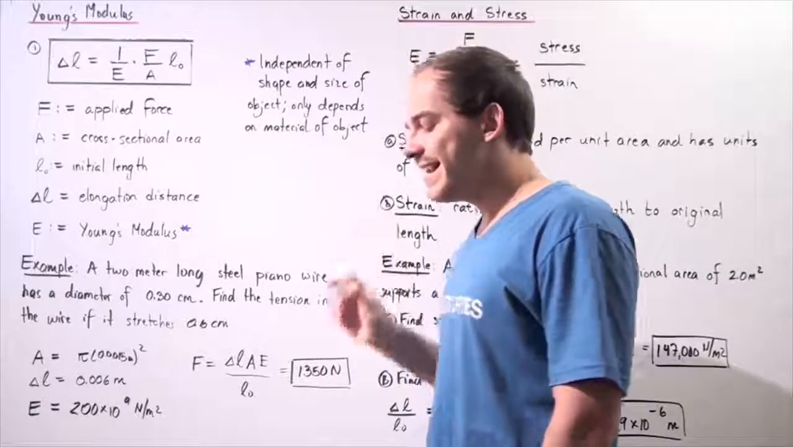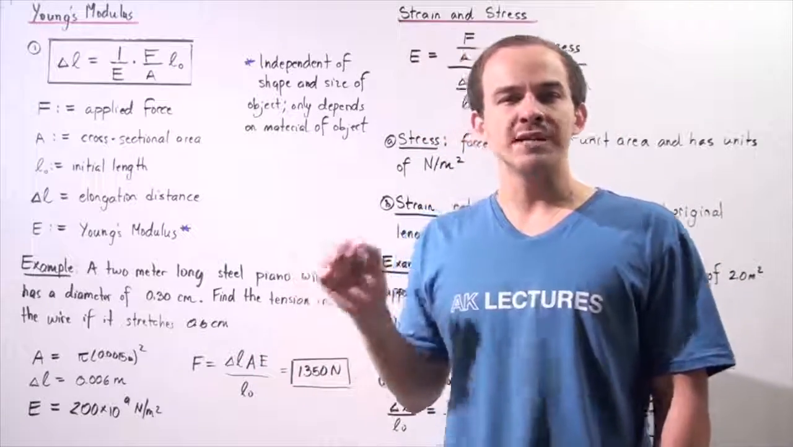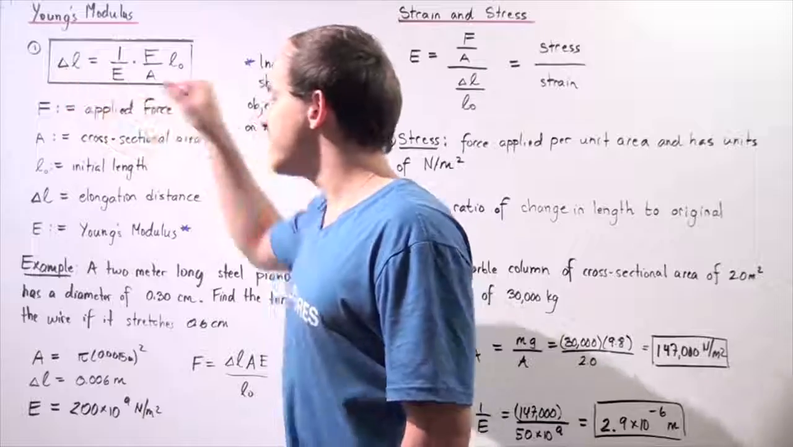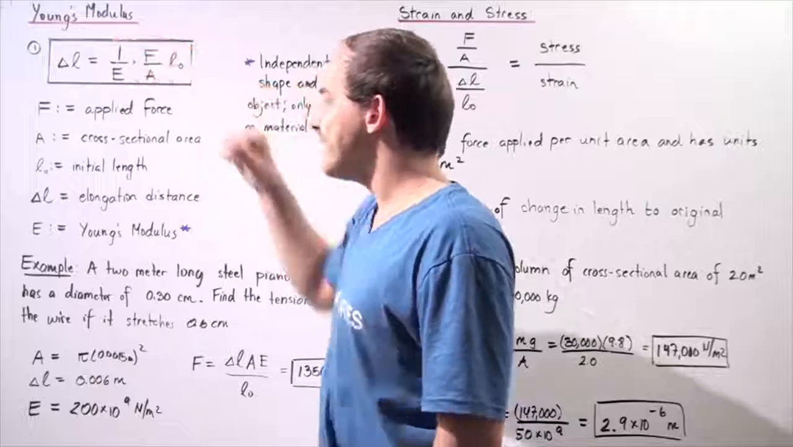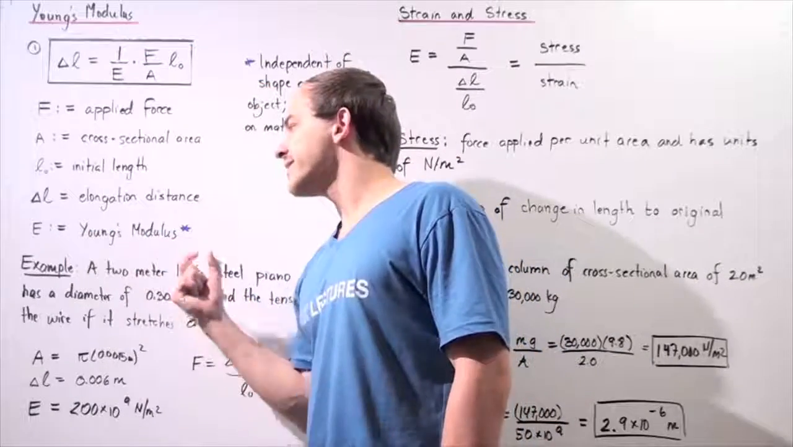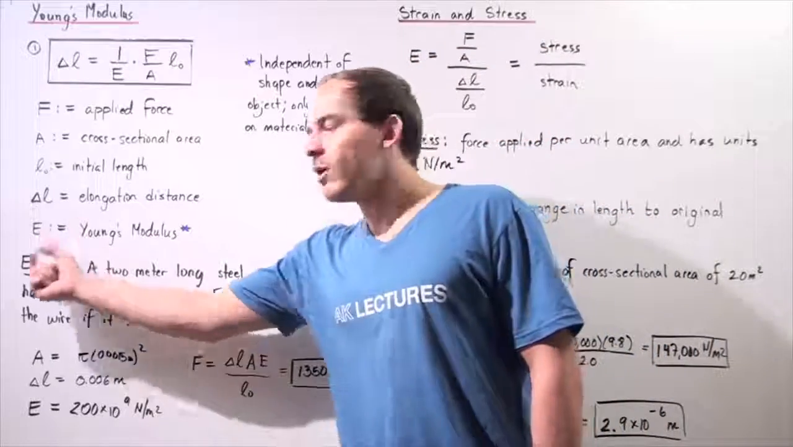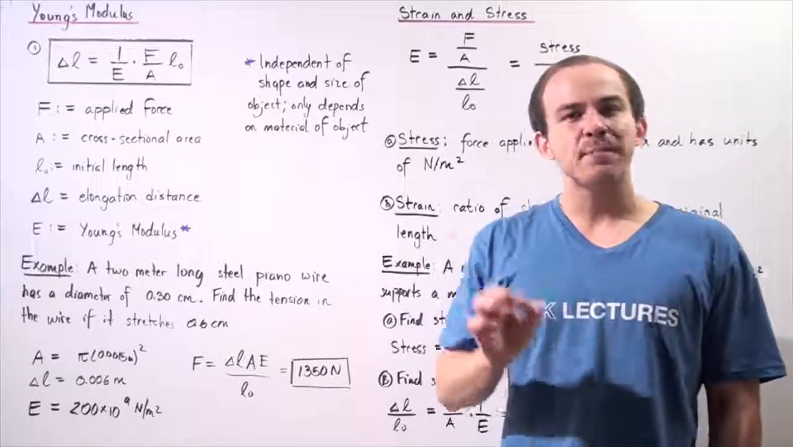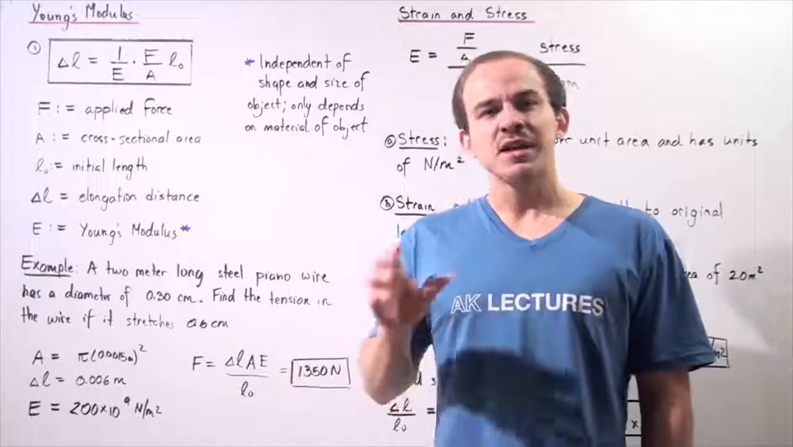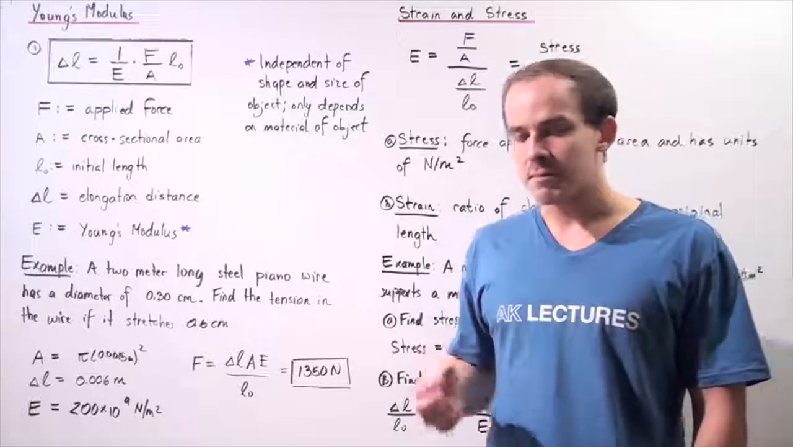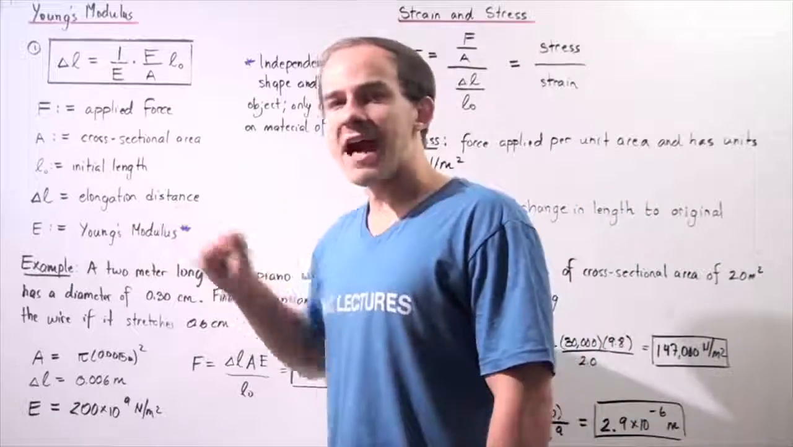This equation gives us the amount our object elongates when a certain force is applied to that object. Our change in L is simply our elongation distance of the solid object. Our E is simply known as Young's modulus. It's a constant that depends on the type of object we are using. E is independent of the shape and size of our object, and it only depends on the actual material that the object is composed of. For example, marble objects and steel objects will have different E values.